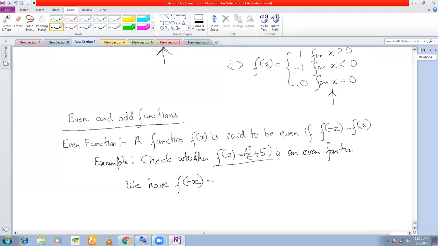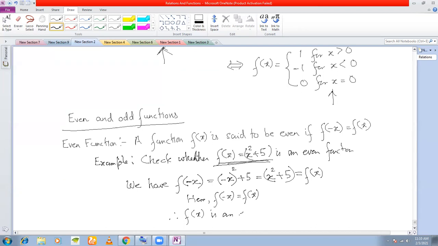You simply replace x by minus x. So (-x) square is again x square plus 5. So what are you getting? You are getting back f(x), right? Yes, sir. So what do you see? Here f(-x) is equal to f(x), right? So that means we say therefore f(x) is an even function. Okay.